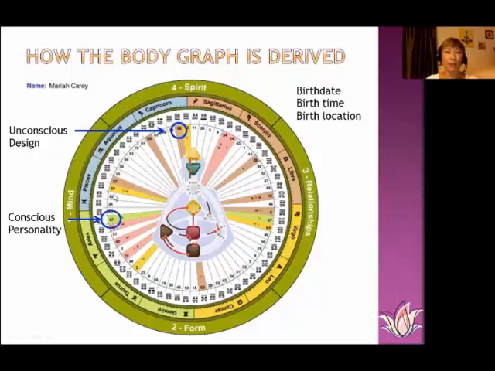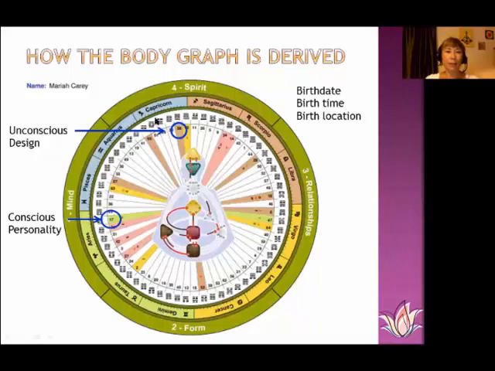And then there's another calculation that's taken 88 days or 88 degrees, and you can see it's almost 90 degrees here, 88 degrees before the birth date imprint, and that imprint reflects the unconscious design. So in a nutshell, the birth date, the birth time, and the birth location is needed to calculate your body graph. And then from there, the astrological information is calculated.